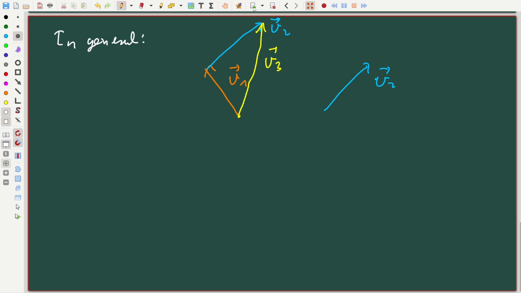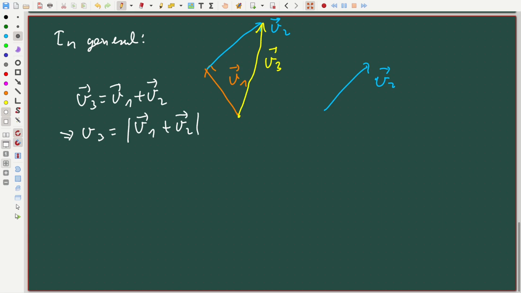So we can write v3 equals v1 plus v2. And if we then want to calculate the absolute value of v3, which means the speed, we first have to add both vectors up, then calculate the absolute value of the sum of these two vectors, and this is the absolute value of our speed v3. So the speed is actually the length of v1 plus v2. And of course, in general, we can also have many more vectors: v1, v2, v3, and so on.